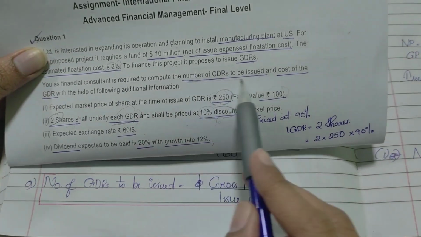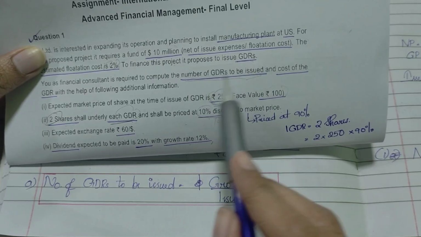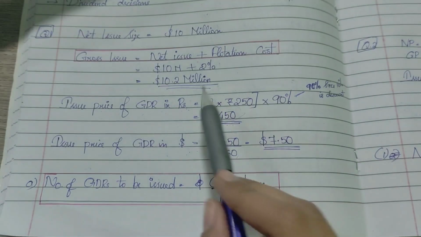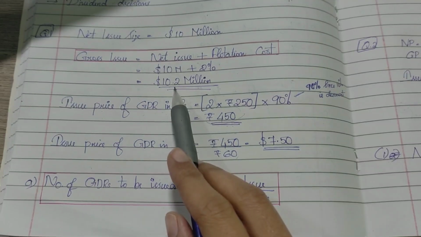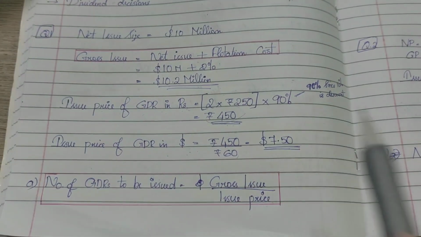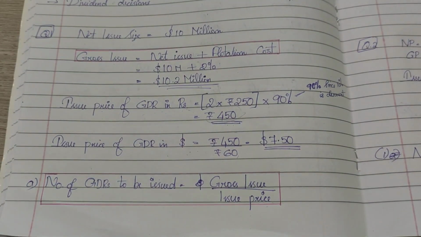First question, number of GDRs to be issued. Number of GDRs to be issued is gross issue divided by issue price. 10.2 divided by 7.5, 1.36 million.